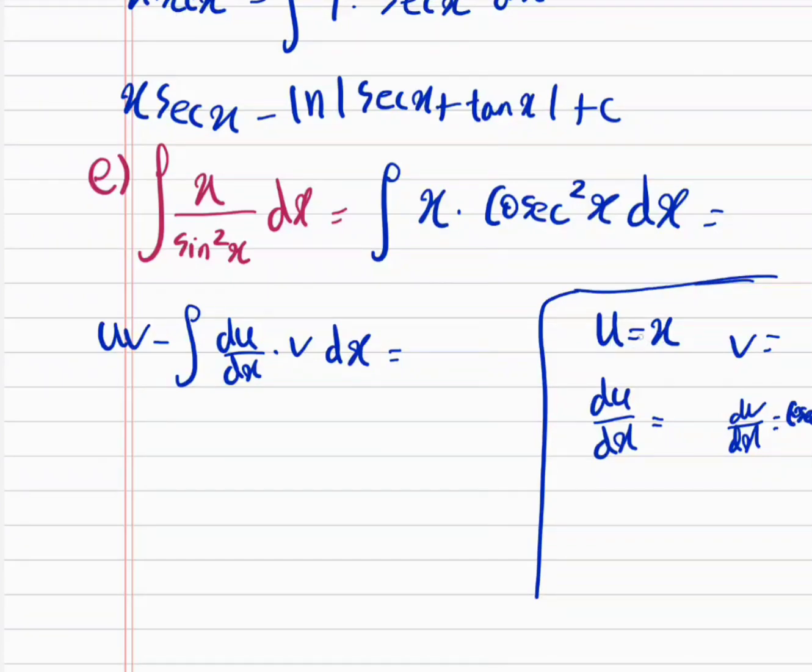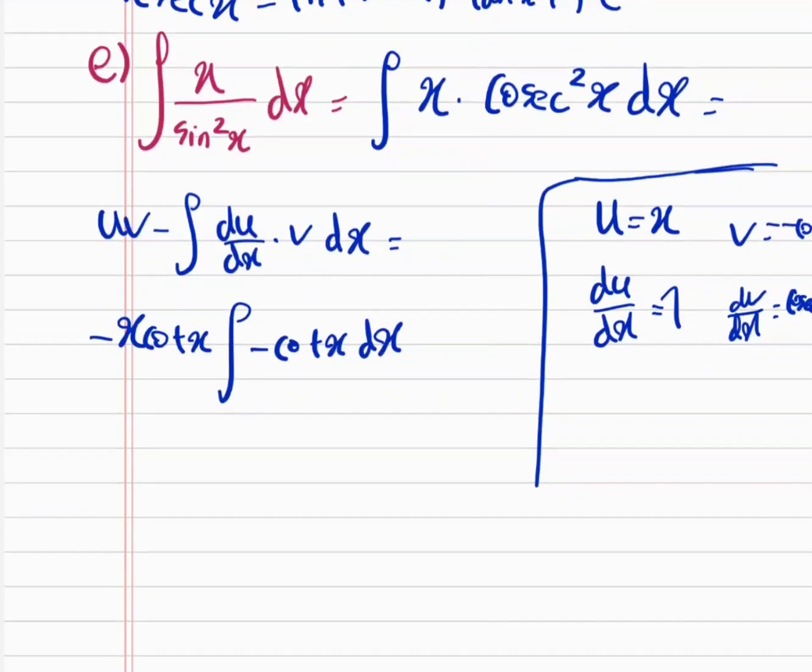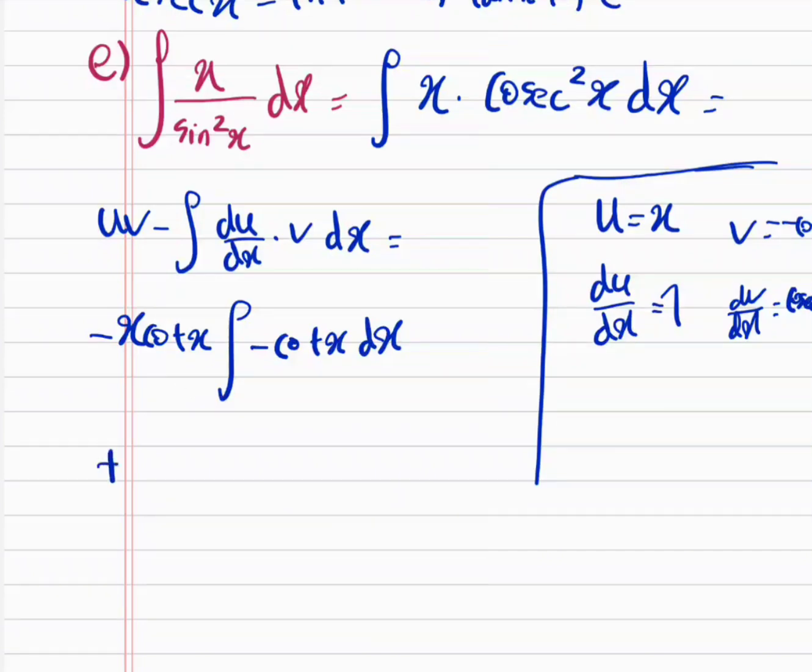So now du dx here is just 1, and then v is the integral of cosec squared x, which is a standard result, and that's just equal to minus cot x. Therefore, we'll have x times minus cot x, which is minus x cot x outside, and inside is simply minus cot x dx. Now, remember that, first of all, we can just take this negative out and just have x cot x plus the integral of cot x dx.